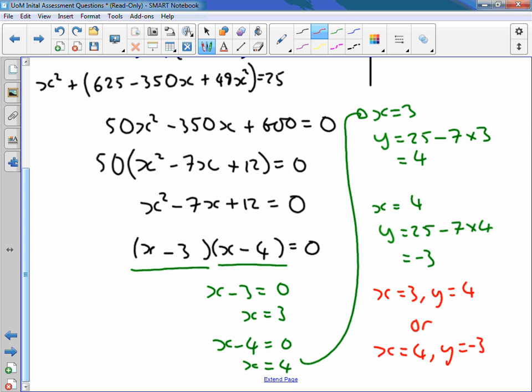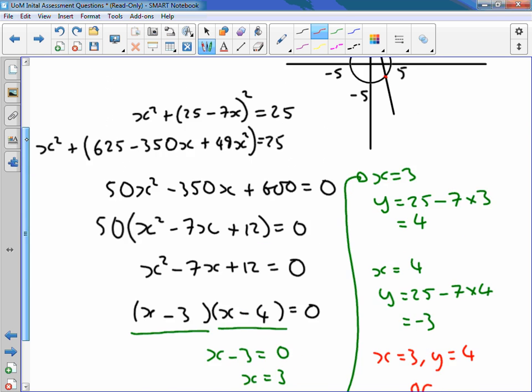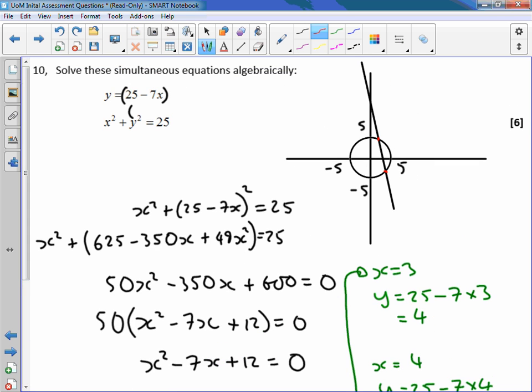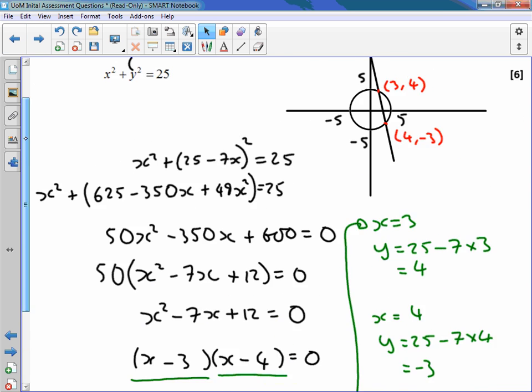So have a quick look at our diagram to make sure that makes sense. That's saying that that point there is (3, 4), and that point there is (4, minus 3), which, looking at it, makes sense. Okay, let's just double check. I'm pretty sure that was the last question. It was. Okay, so that's a bit of a whistle-stop tour of that test.